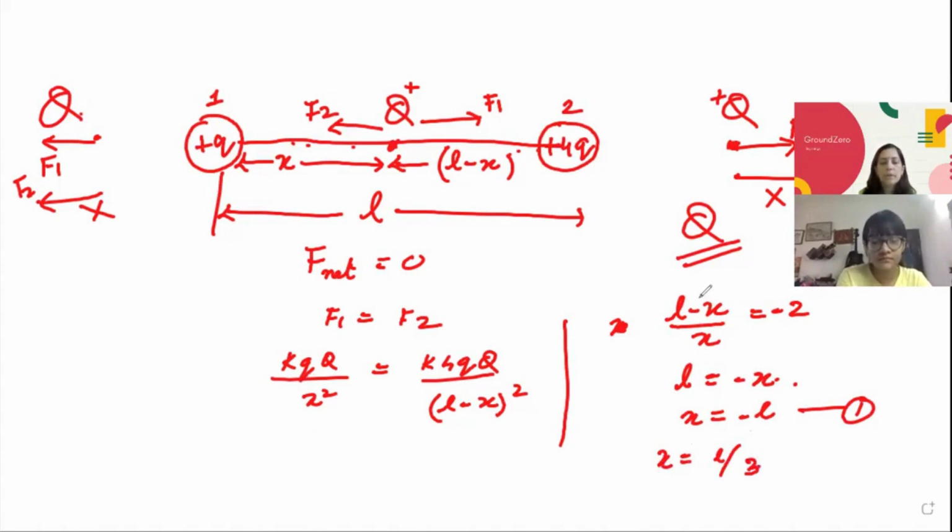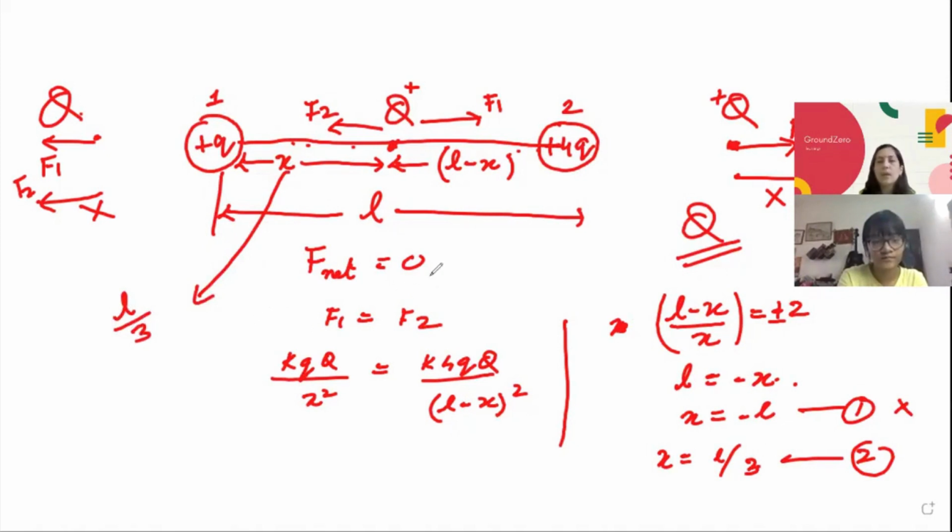So when you're solving this, a step will come where this is either +2 or -2. When you take one as +2 and the other as -2, you will get x = -L and x = L/3. Now x = -L means it is outside, so that can't be the solution. x = L/3, so the value of this is L/3.